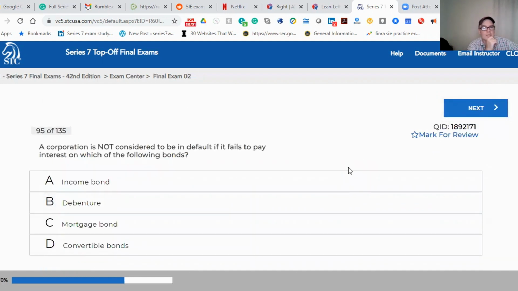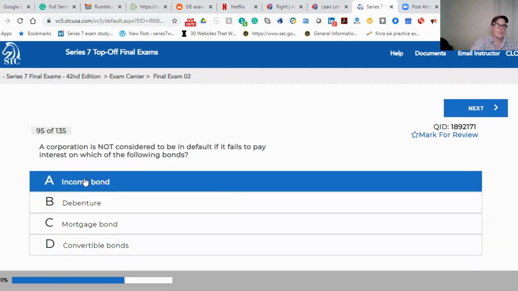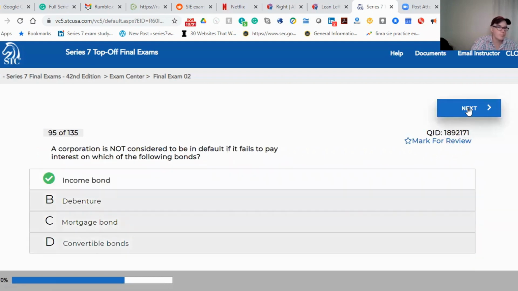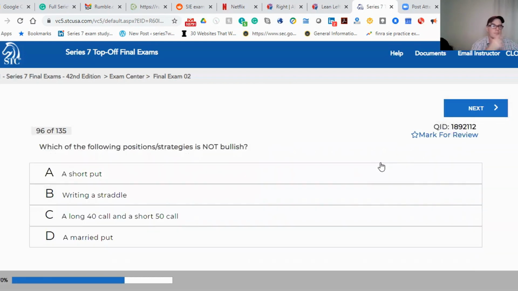A corporation is not considered to be in default if it fails to pay interest on which of the following bonds. Okay. So debentures, yeah, they have to pay. Mortgage bonds, they have to pay. Convertible bonds, they have to pay. So income bonds are bonds that come out of bankruptcy, and they are only liable to pay if the company has a certain type of income. So boom, income bonds are the answer.